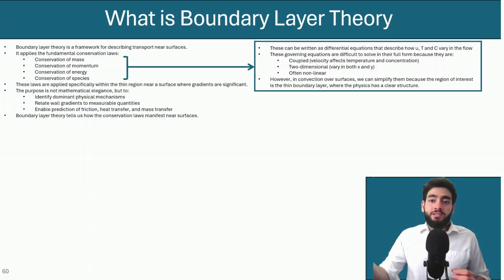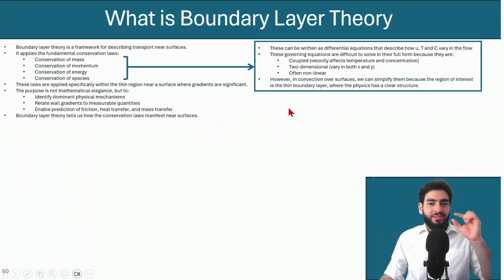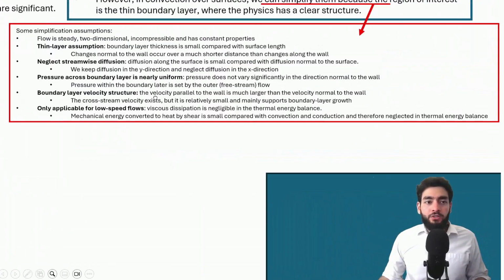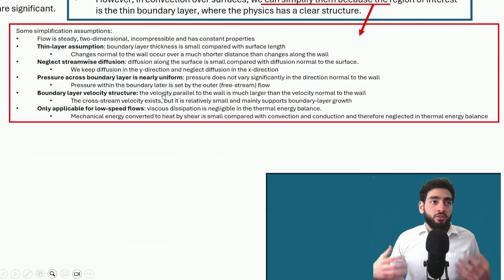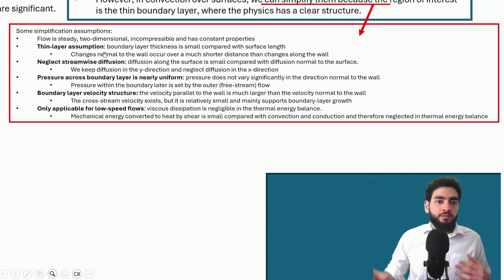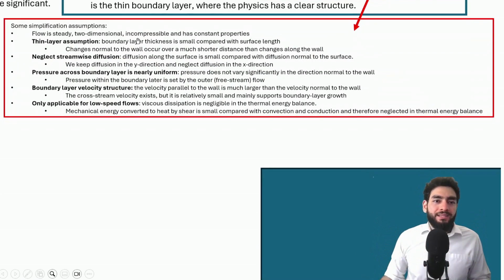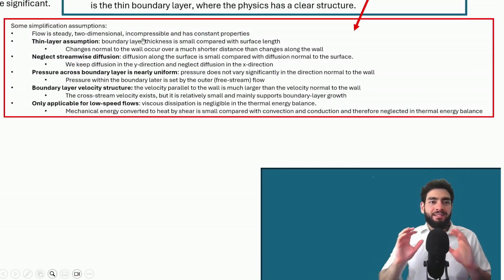However, what we can do is simplify them, because the region of interest is just the thin boundary layer where the physics has a clear structure. So here are some of the simplifications that we make in order to be able to solve these conservation equations. So we first assume that the flow is steady, two-dimensional, incompressible, and has constant properties.